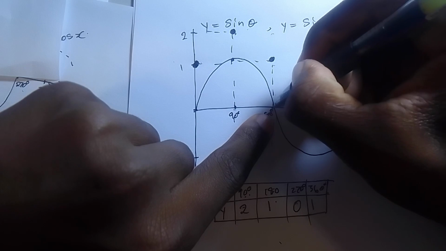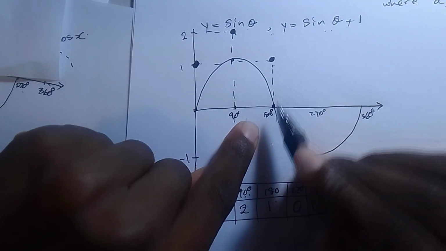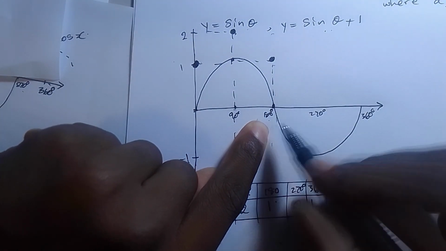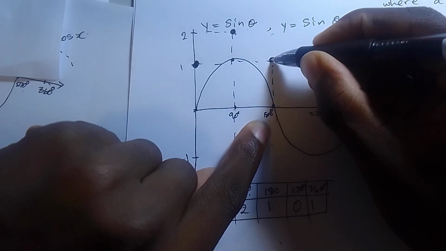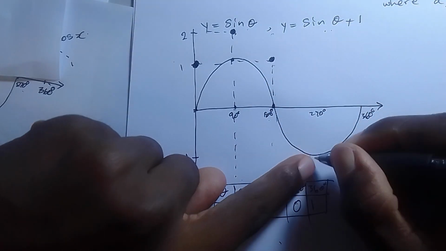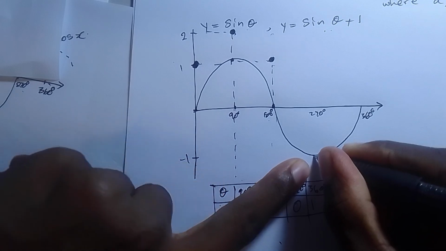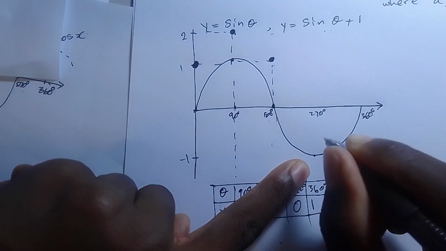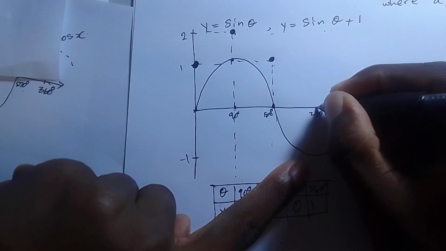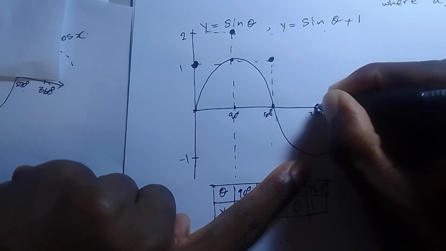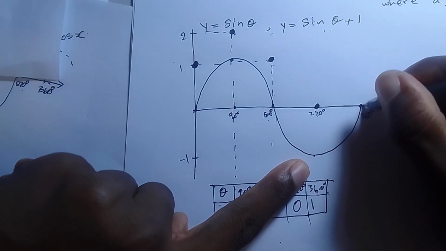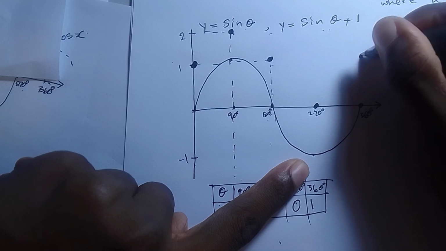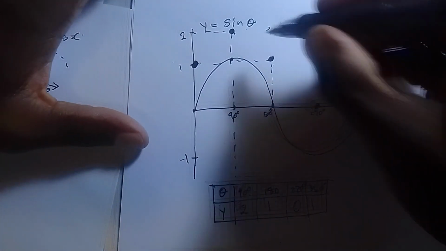And the coordinate that was here, which is 180 and 0, is going to move up 1 unit, and it's going to be 1. Coordinate here was -1. You are adding 1 to -1, so it's going to be 0. Same thing here, it was 0, now it's going to be 1. And then you connect the dots.